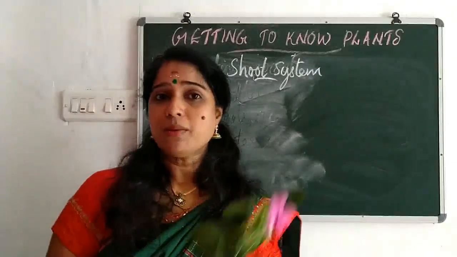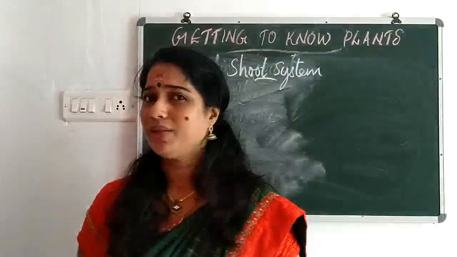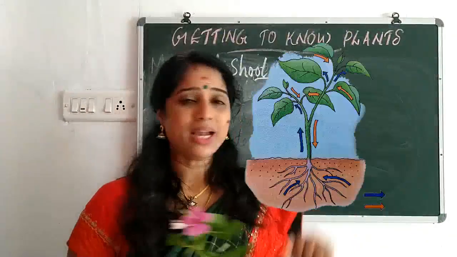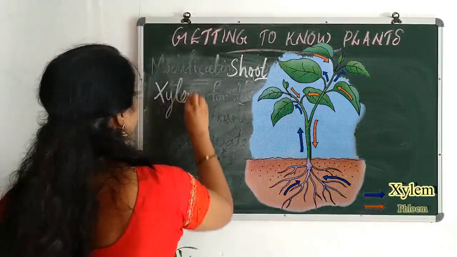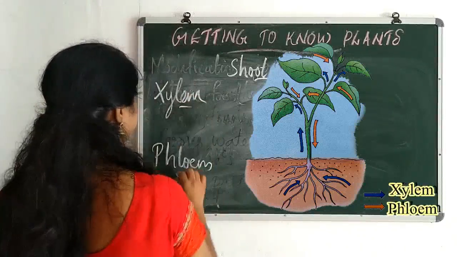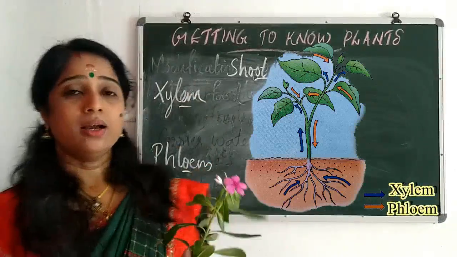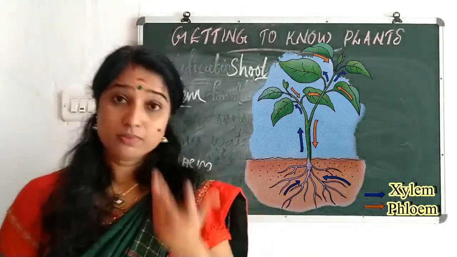So, the plant has got two tubes that can be seen inside. I cannot show you that now, but look at the board, you can see those two tubes. The first tube is known as the xylem and the second one is the phloem. Two tubes are there inside the stem, the xylem and the phloem.